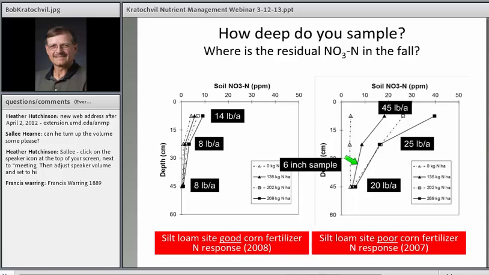Now, what you've seen here in these 2 charts, this pattern, with more residual nitrate in the surface and then declining as you move through the profile, was the pattern we saw time after time after time. And it's the reason why we settled on the 6-inch sample as being the appropriate depth to sample for determining residual nitrate in the fall.